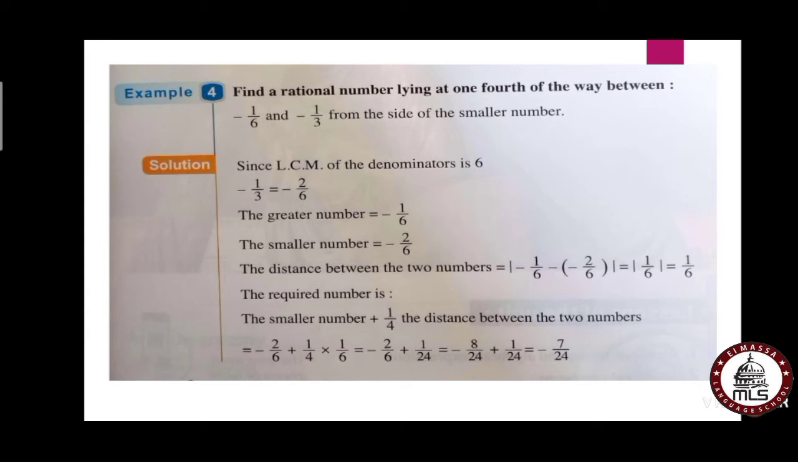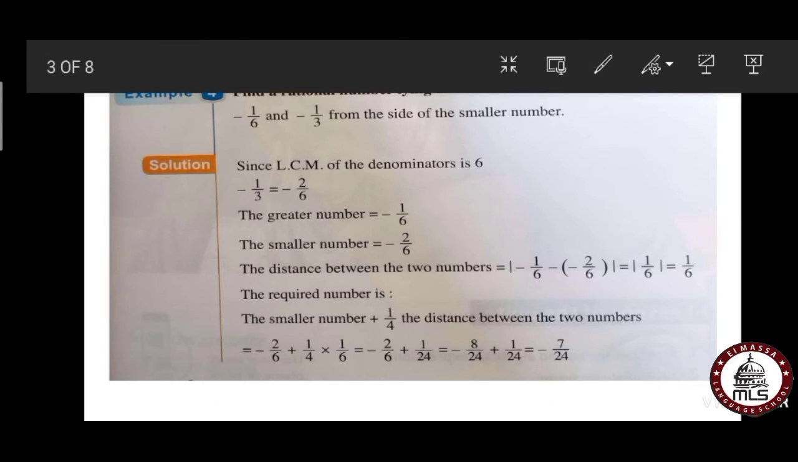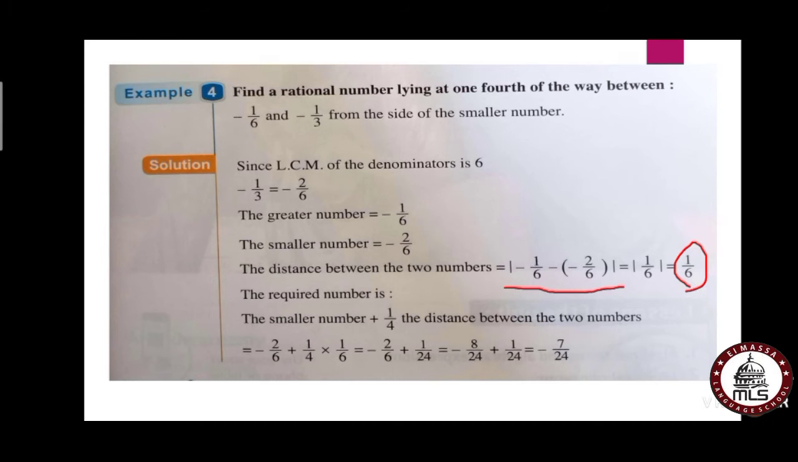At first we get the distance between the two numbers. The distance is the absolute value of the difference: the absolute value of -1 over 6 minus -2 over 6, which equals the absolute value of 1 over 6, equal to 1 over 6.